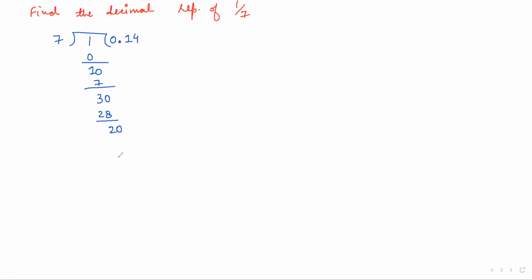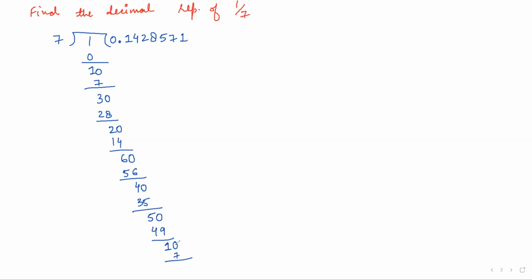Make it 20. 7 into 2 is 14. So you get 6 as remainder. Make it 60. Now 7 into 8 is 56. So 4 as remainder. Make it 40. 7 into 5 will be 35. Right? 5 is the remainder. Make it 50. Now 7 into 7 is 49. 1 as the remainder, make it 10. So 7 into 1 is 7, right?